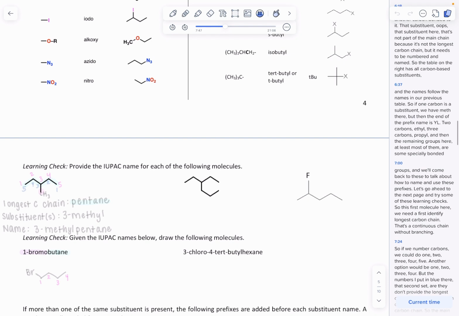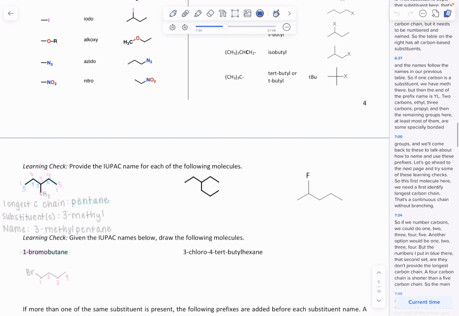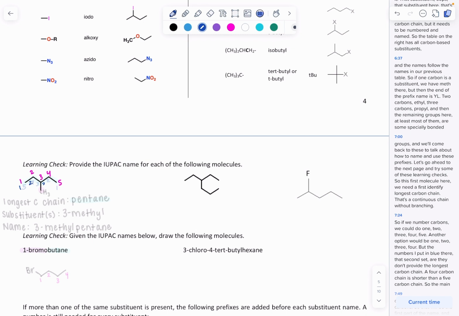So this first molecule here, we need to first identify the longest carbon chain. That's a continuous chain without branching. So if we number carbons, we could do 1, 2, 3, 4, 5. Another option would be 1, 2, 3, 4. But the numbers I put in blue there, that second set, they don't provide the longest carbon chain. A 4 carbon chain is shorter than a 5 carbon chain. So the main carbon chain here is 5 carbons.